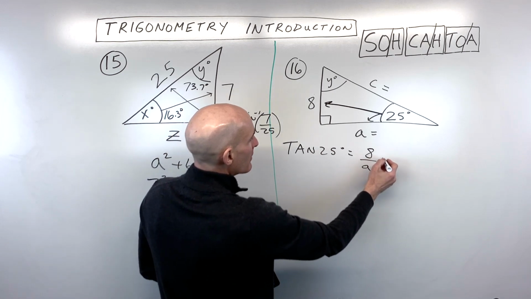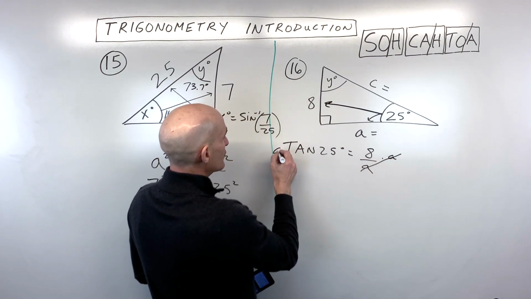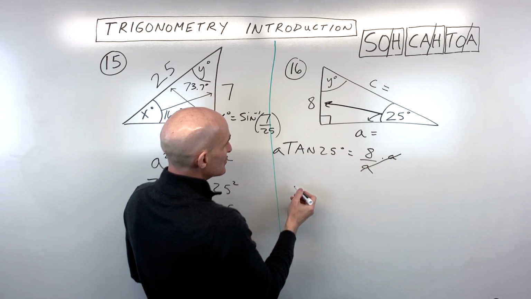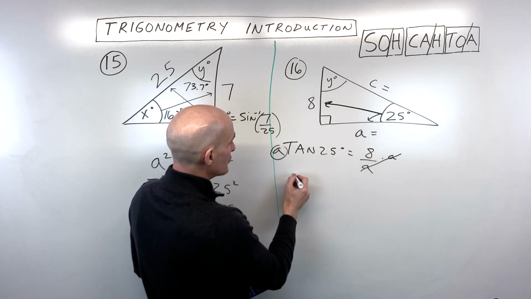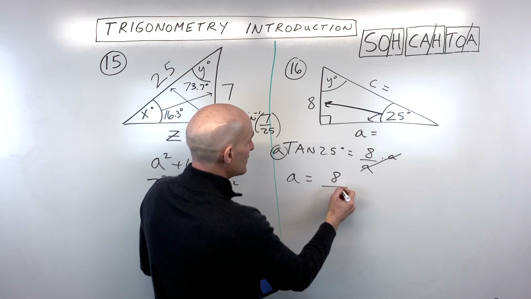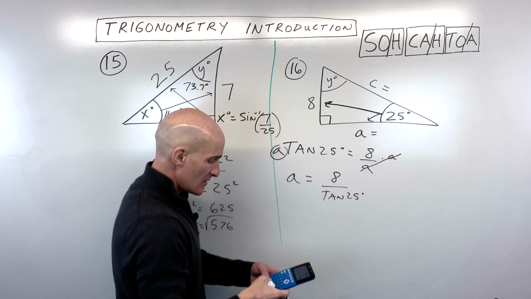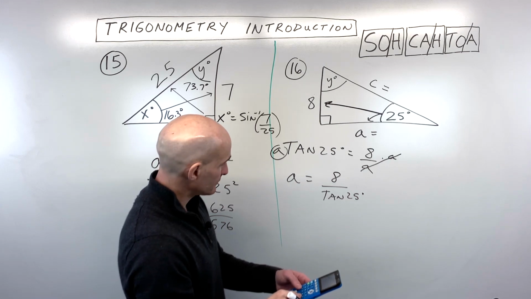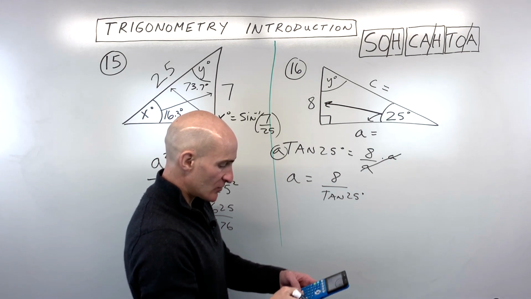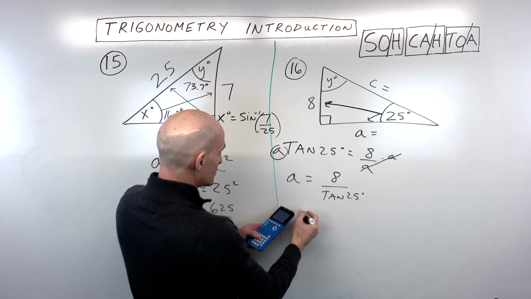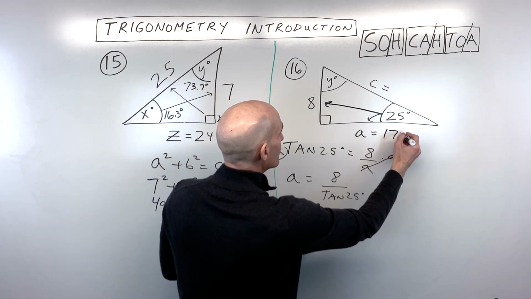Now, I'm going to multiply both sides by a to get rid of the fraction there, and then I'm going to divide both sides by tangent of 25 to get this a by itself. So it looks like a is going to equal 8 divided by the tangent of 25 degrees. Let's see what that comes out to. 8 divided by tangent of 25, and that's about 17.2. So let's put that right here.